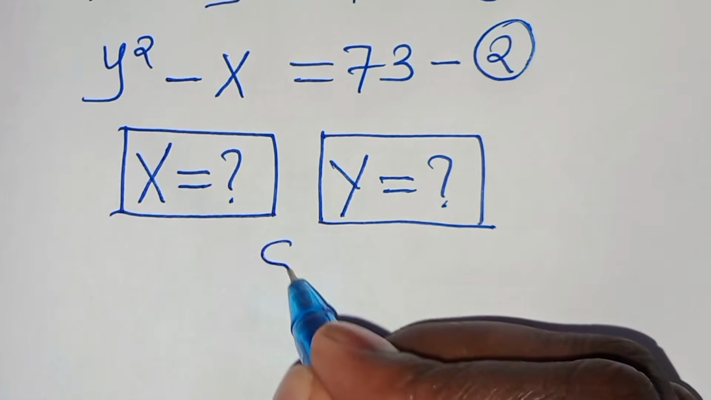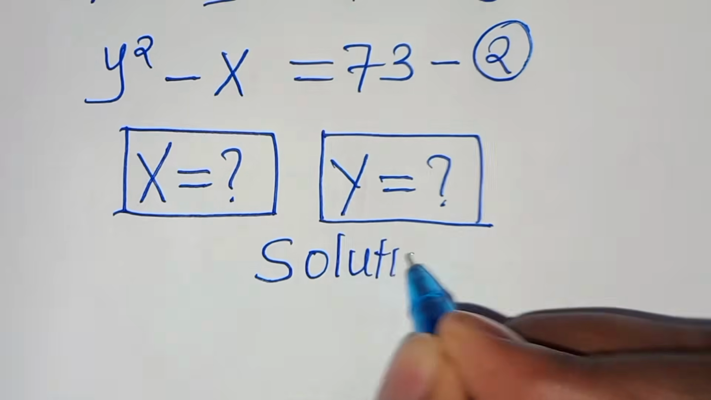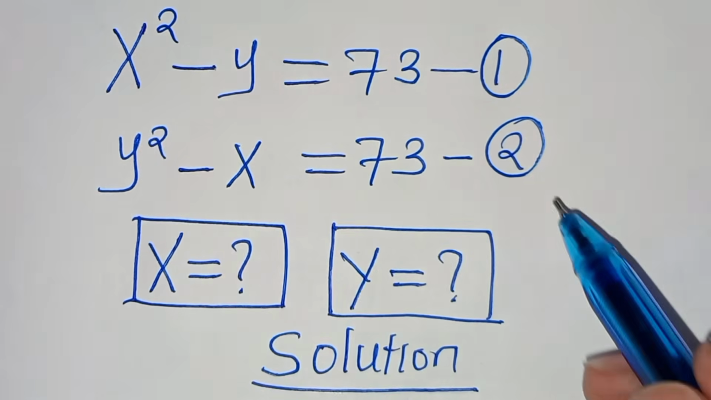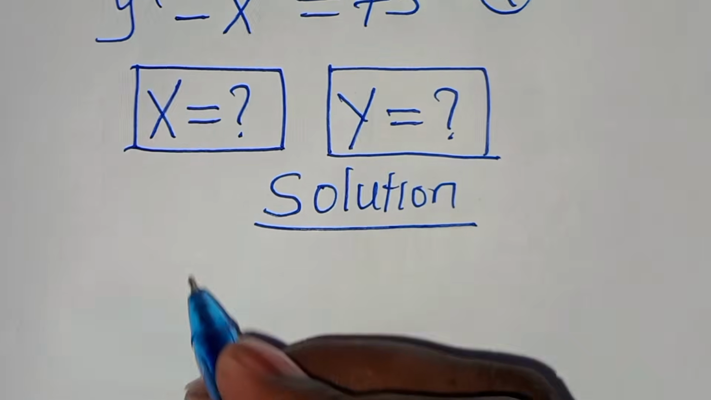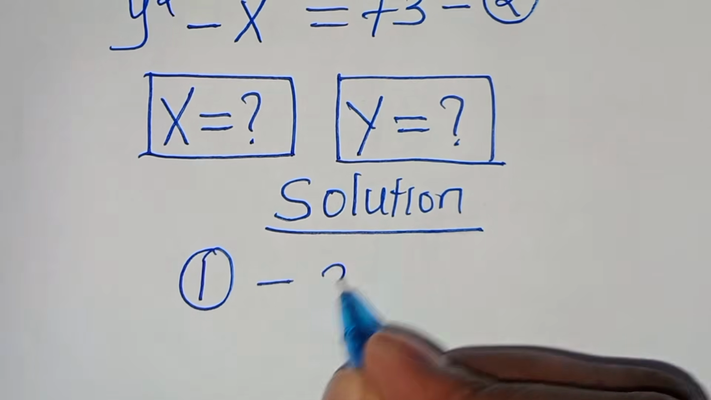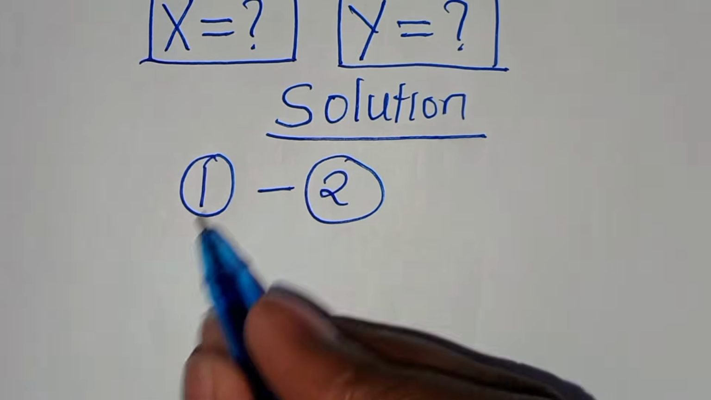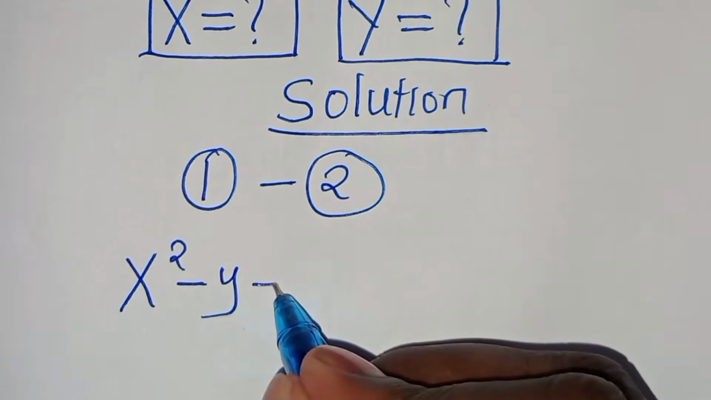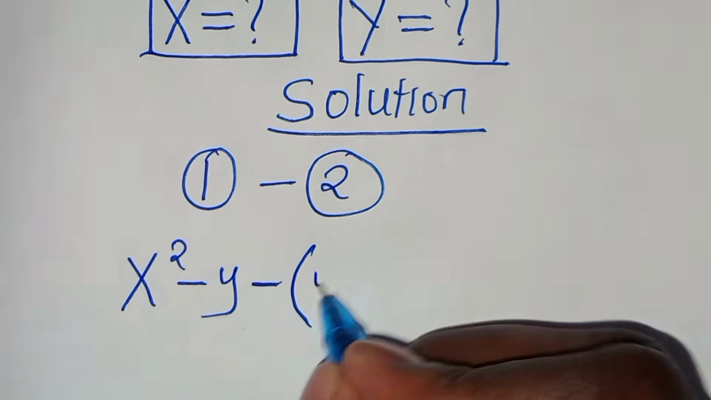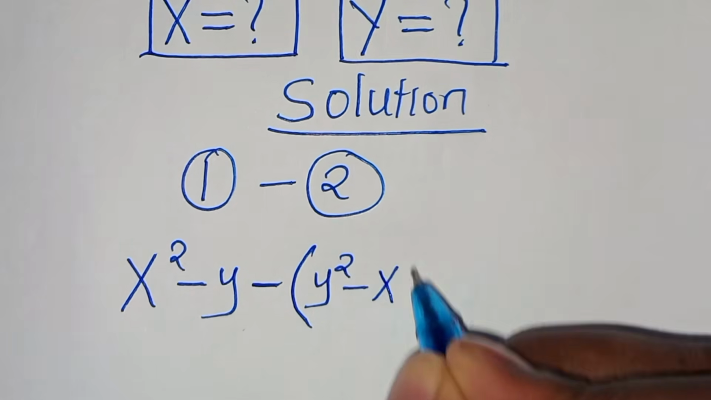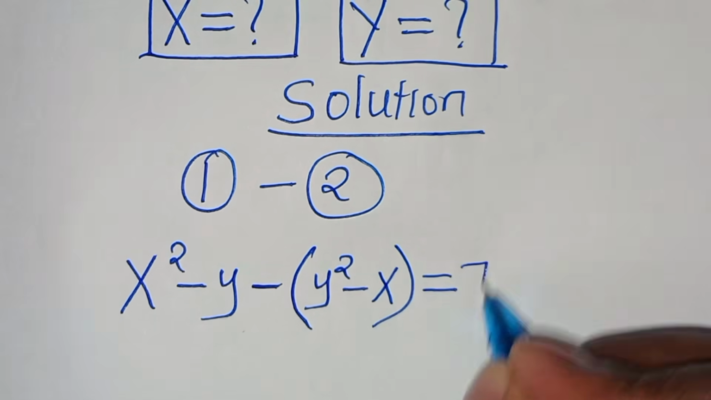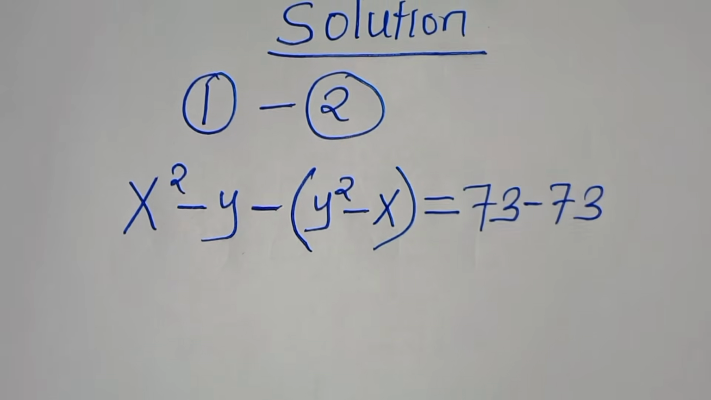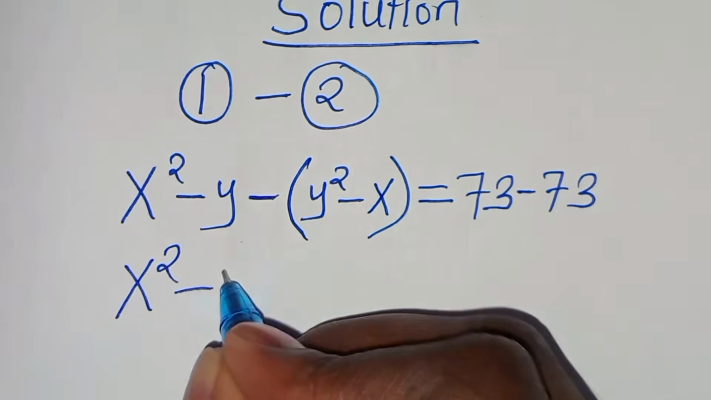Now, let's provide a solution from here. The first step to do here is to subtract equation 1 with equation 2. So we subtract equation 1 by equation 2. What this means is that equation 1 is x to the power of 2 minus y. Then subtract equation 2, which is y to the power of 2 minus x. This is equal to 73. Subtract 73. So this is x to the power of 2 minus y.